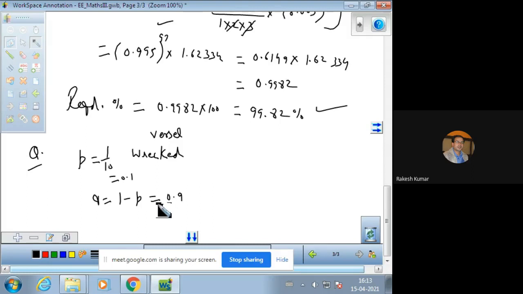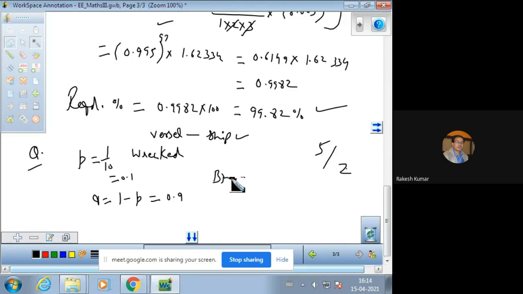The question is, find the probability that out of 5 vessels expected to arrive, at least 2 will arrive safely. So out of 5, 2 will arrive safely.